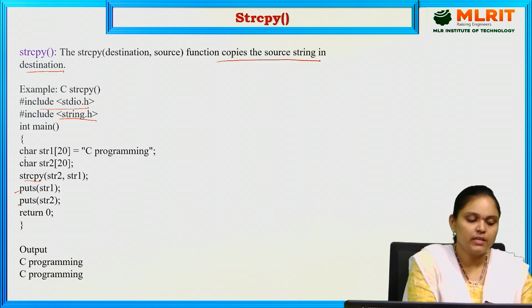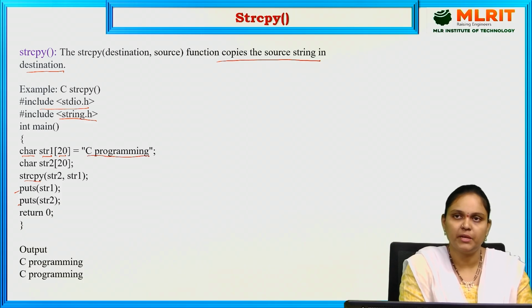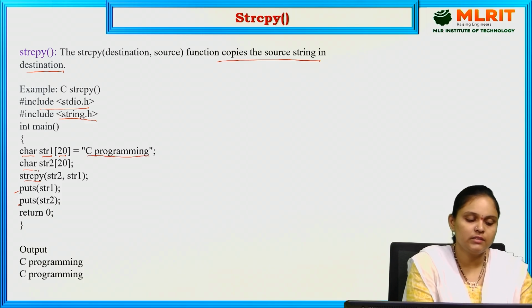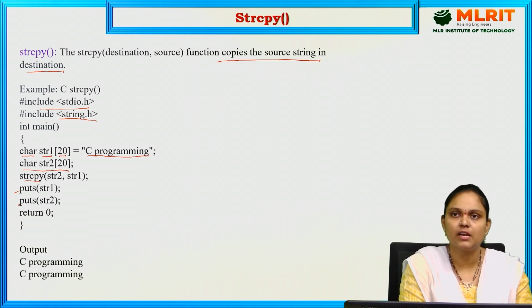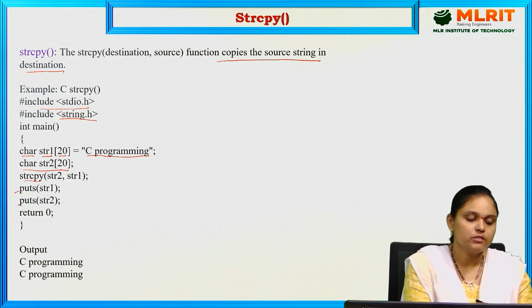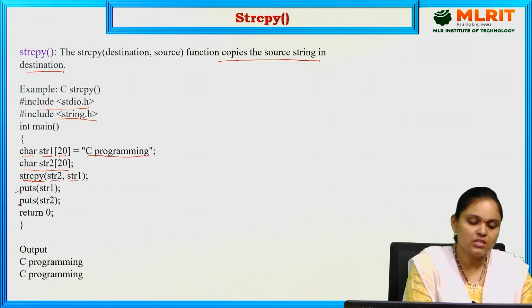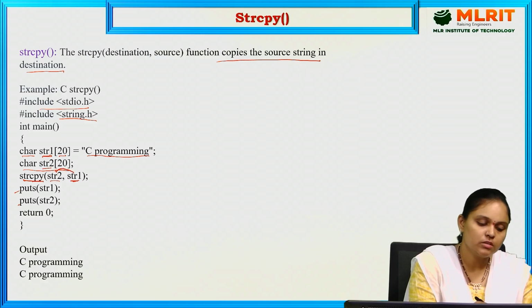Here we are taking the character data type. string1 is my string name and 20 is the number of characters, and the string we are taking is C programming. Next we declare string2, but we didn't initialize any value to that string. What we are doing is copying string1 to string2 by using the string copy function. string1 is the source string and string2 is the destination string. So string1 we are copying into string2.